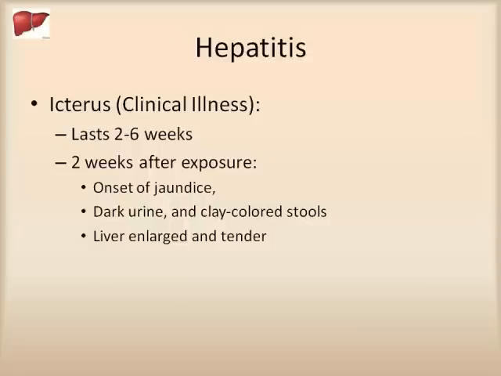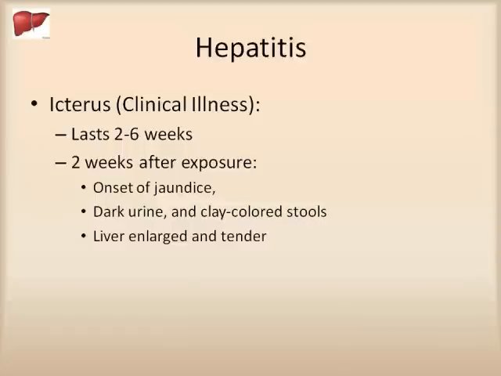2 weeks after exposure, we may see jaundice, dark urine, clay-colored stools. Okay, what is that from? Remember, we've messed with the bile system. We're getting hyperbilirubinemia, too much bilirubin building up and not getting conjugated. Well, if it's not conjugated, it can't get passed out in the stools, and bilirubin has a very dark brown color. So we're missing that dark brown color, you get the clay-colored stools.